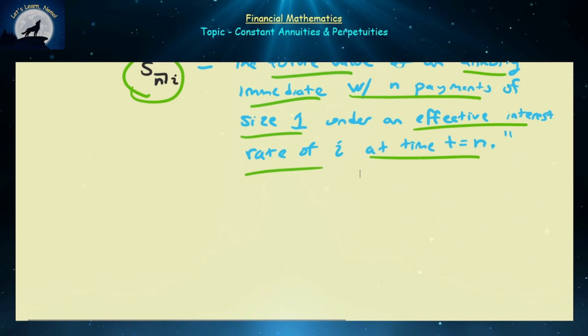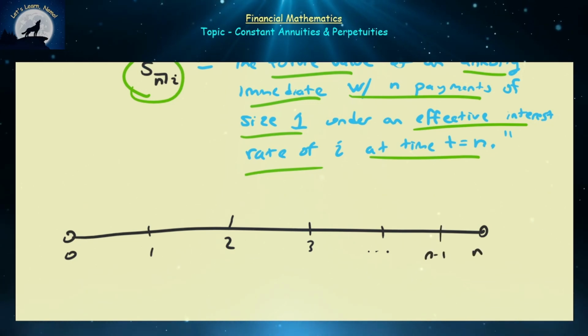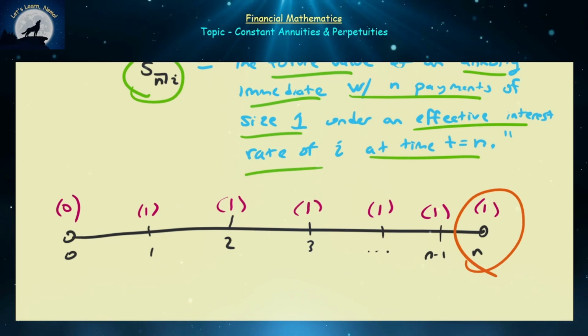So let us look at a timeline to see how we will find the future value of this. So here we have 0, 1, 2, 3, all the way down to, let's assume, n minus 1 and n, for which that is the last payment. So the payments occur of 1 there, 1 there, 1 there, 1 there, 1 there, and 1 there, and 0 there. So notice that we're trying to find the future value at this particular time.